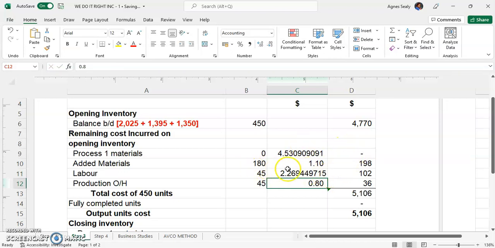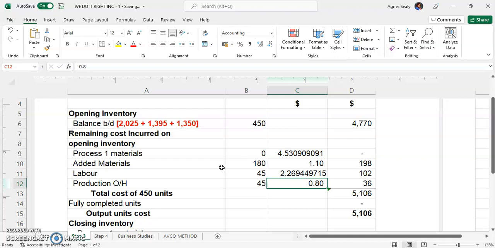When we take the 180 and multiply it by $1.10, we get 198. 45 multiplied by the labor rate, we get 102. And 45 multiplied by 80 cents, we get 36. So far, the total cost for our 450 units, including my opening balance, is $5,106. So 4,770 plus 198 plus 102 plus 36. Total cost $5,106.